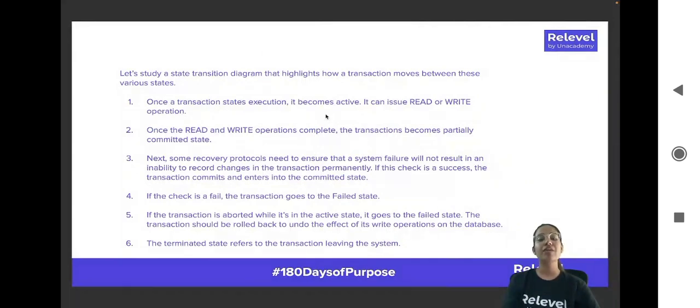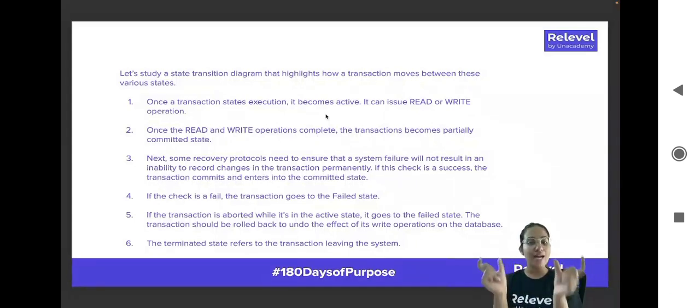Next, some recovery protocols need to ensure that a system failure will not happen. Even after the transaction is partially complete, to go from partially complete to fully complete, you have to introduce recovery protocols that ensure that a system failure will not happen, and even if it does, it is possible to record the changes of the transaction permanently. If this check is a success, if you're able to make sure that your recovery protocols are correct and that a system failure will not lead to any inconsistency, then the transaction commits and goes into the committed state.